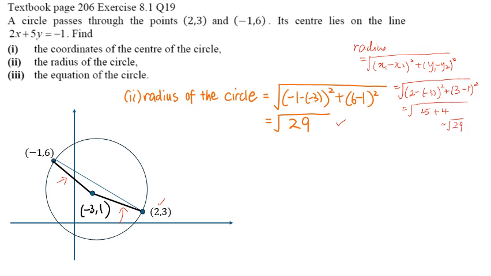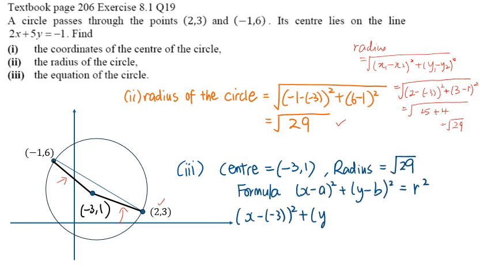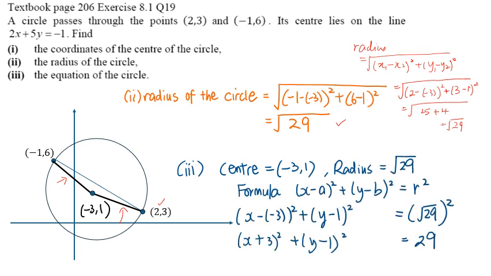Okay, so that's how we find the radius of the circle. To find the equation of a circle, it's easy now because we already know the center to be -3, 1 and the radius to be square root 29. With all this information, you can just substitute into the formula. And that's how you arrive at the standard form of the equation of the circle.